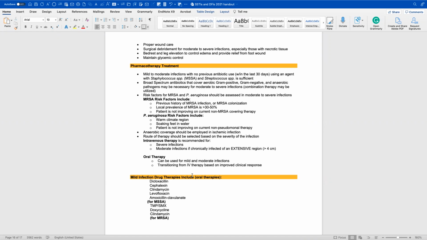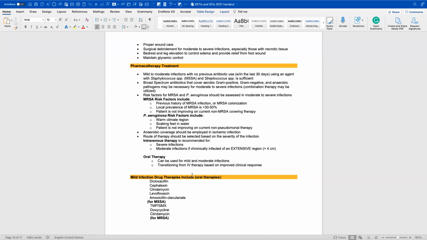Risk factors for MRSA and Pseudomonas should be assessed in moderate to severe infections. MRSA risk factors include a previous history of MRSA infection or MRSA colonization, local prevalence, meaning in that area, do they have MRSA rates greater than 30 to 50%? And whether the patient is not improving on current non-MRSA covering therapy.